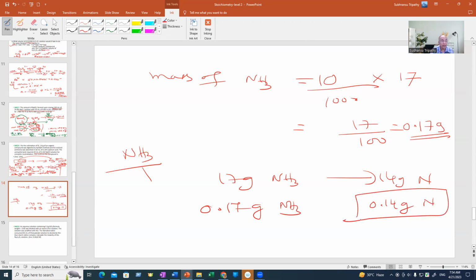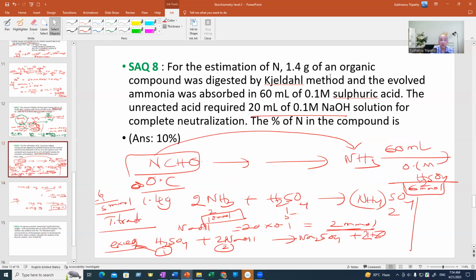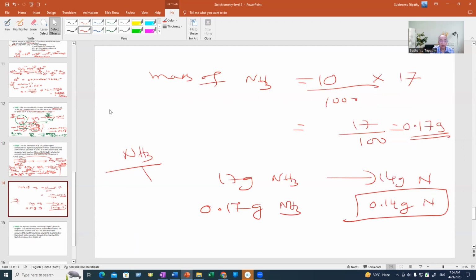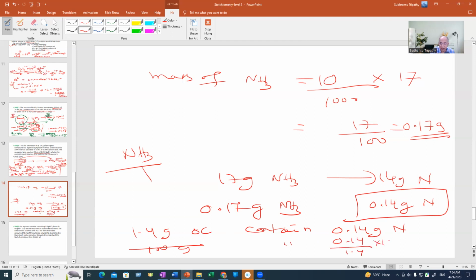1.4 gram original organic compound contains this much nitrogen, and ultimately this much gram nitrogen is from the organic compound. This much of organic compound contains 0.14 gram of nitrogen. The rest is carbon, hydrogen, oxygen, and whatever, we don't bother. Amuko nitrogen re percentage pachachi, so 100 gram contains how much? 0.14 by 1.4 into 100, how much came?